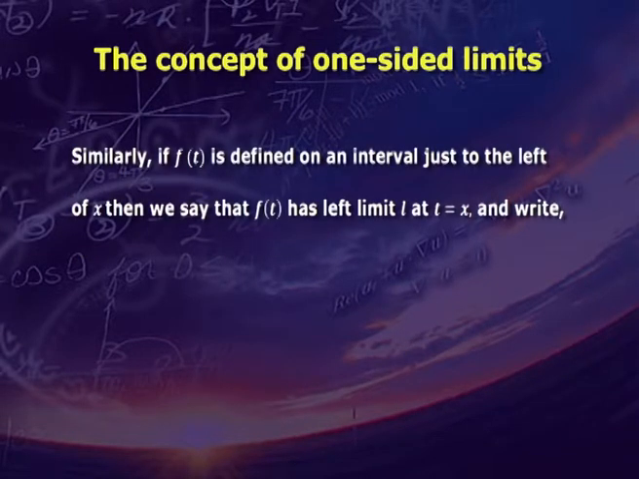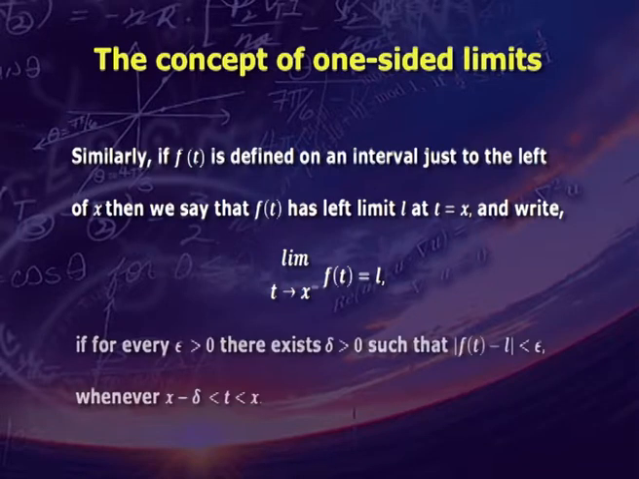Similarly, if f(t) is defined on an interval just to the left of x, then we say that f(t) has left limit L at t equal to x, and the left limit of f(t) as t goes to x minus is equal to L, if for every epsilon greater than 0 there exists delta greater than 0 such that |f(t) - L| is less than epsilon whenever t is greater than x minus delta and less than x.